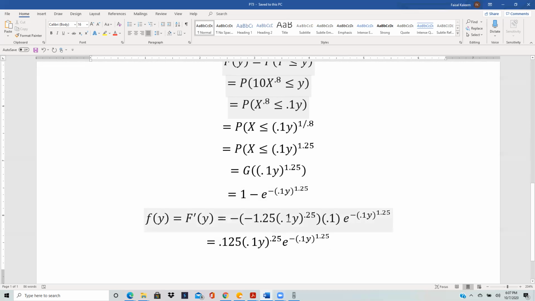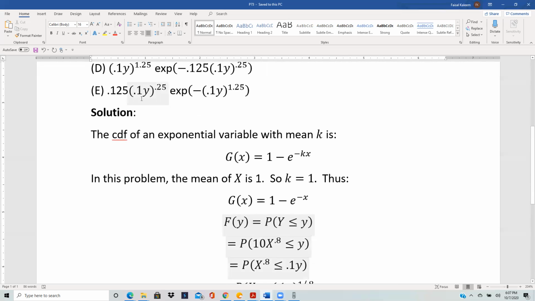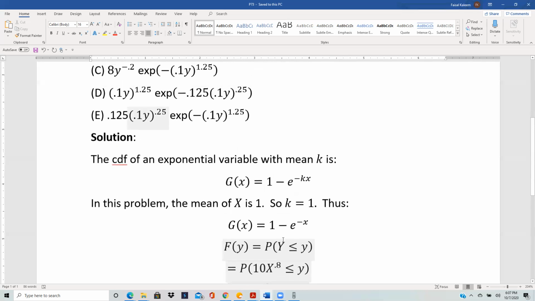And then we have this (0.1y)^0.25, and then the exponential function, the last one. We recognize that this is choice E, 0.125 (0.1y)^0.25. They write it as exp of all this, but that's the same thing as e to the power of all this. So it's choice E.